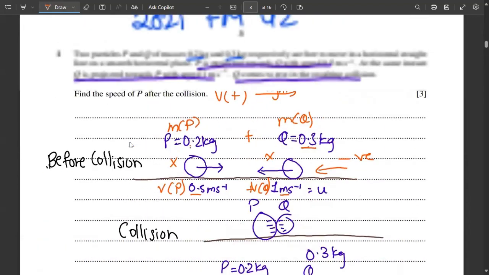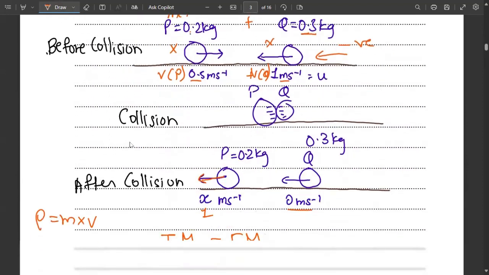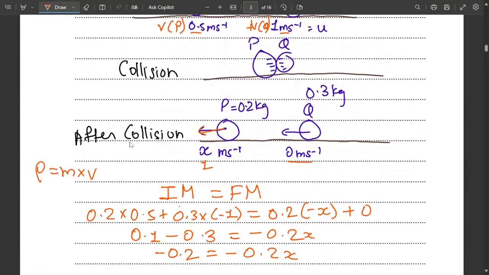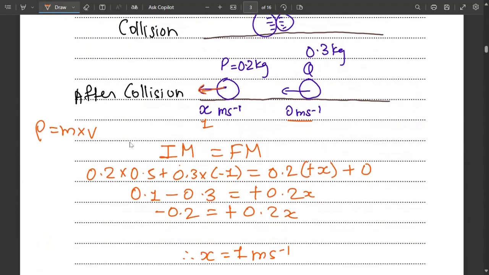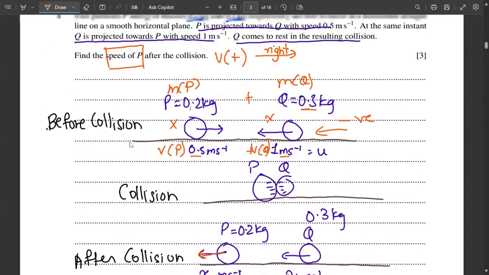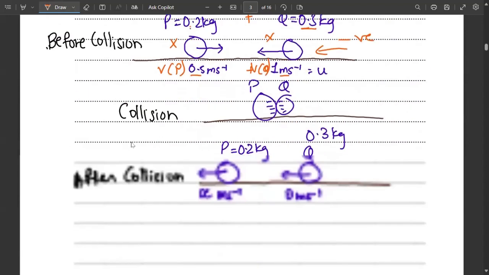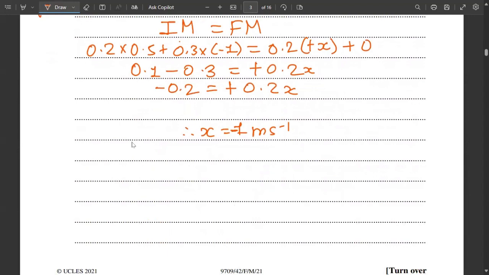Now, what they have asked us here is to find the speed of P. So the speed of P is 1 meter per second. In case you did not realize that P will move to the left and you took it as positive, no problem. The final answer you will get is minus 1 meter per second. But read the question again. Find the speed of P. Do you think speed can be negative? No, speed is never a negative value. Velocity can be a negative value.